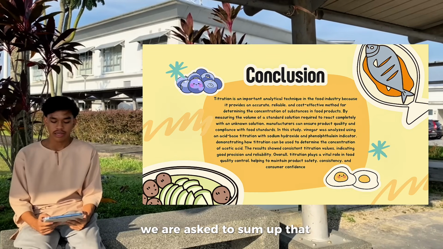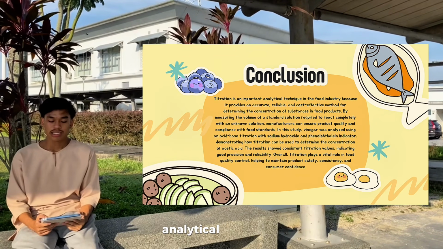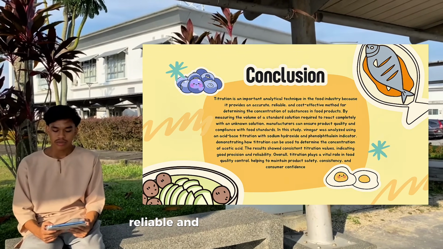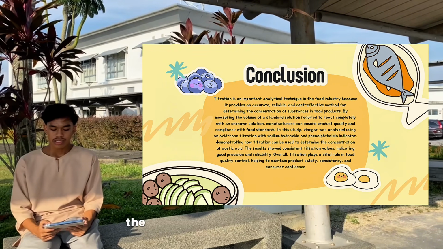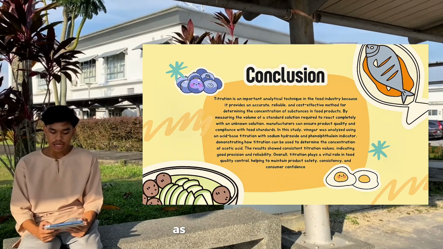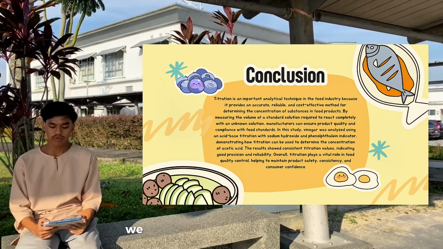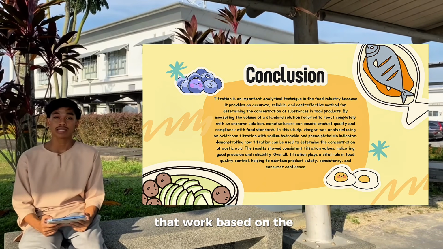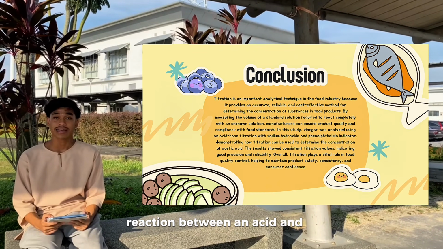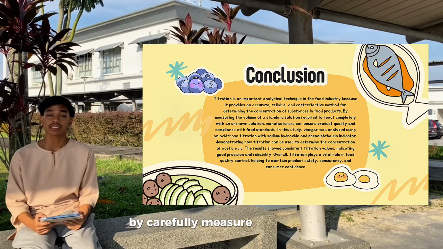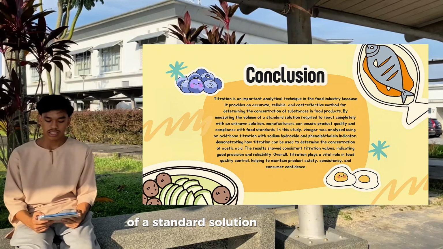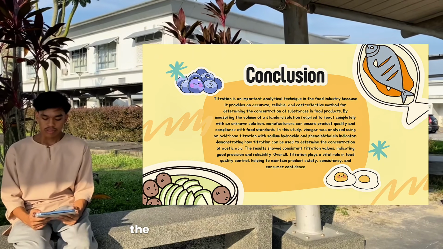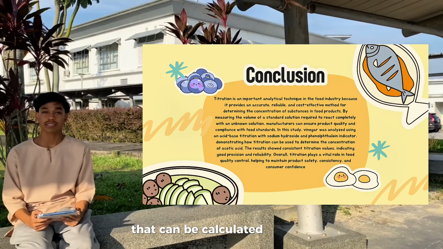We can sum up that titration is one of the most important analytical techniques used in the food industry because it provides accurate, reliable, and quantitative results for determining the concentration of substances in food. As you guys know, throughout this presentation, we learned that titration is a type of volumetric analysis that works based on the neutralization reaction between an acid and a base. By carefully measuring the volume of a standard solution needed to react completely with an unknown solution, the concentration of the analyte can be calculated precisely.